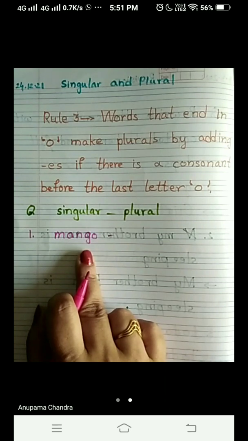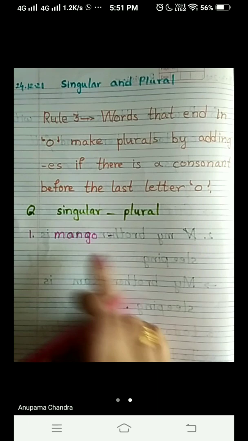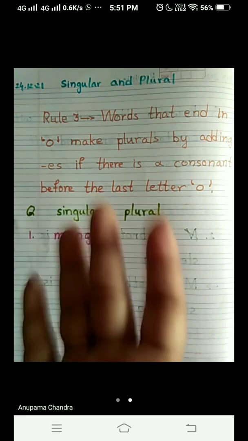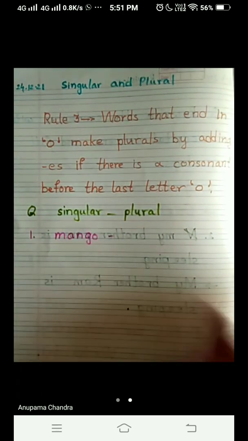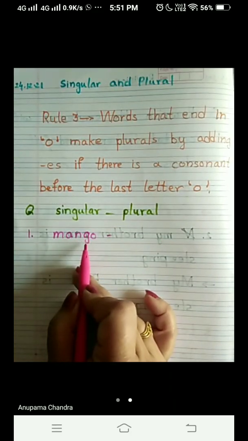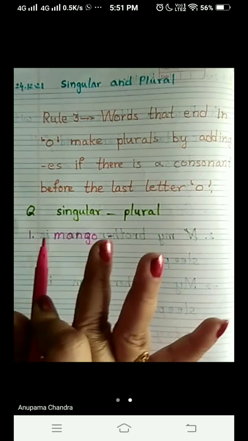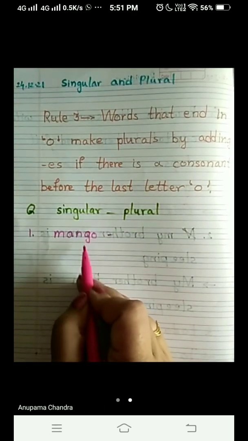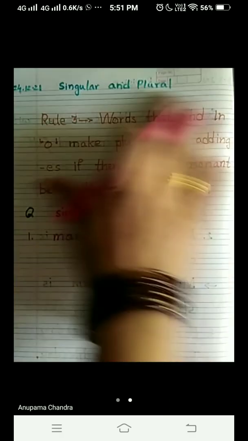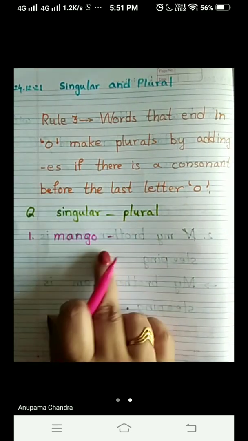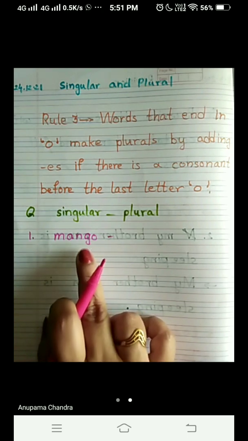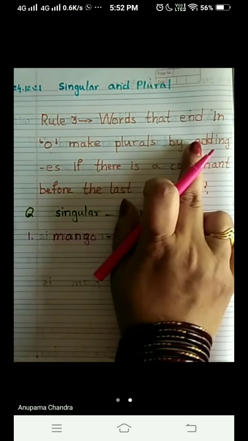We have 5 letters as vowels. What are those 5 letters? A, E, I, O, U. And other than these 5 letters, all other letters are consonants. Remember? Okay. So, does G come in vowels? Let's check it out. A, E, I, O, U. No. So, G is a consonant. So, this word mango fits in our rule number 3. It ends with an O at the end, right? And it has a consonant before O. That is what is written in rule 3.